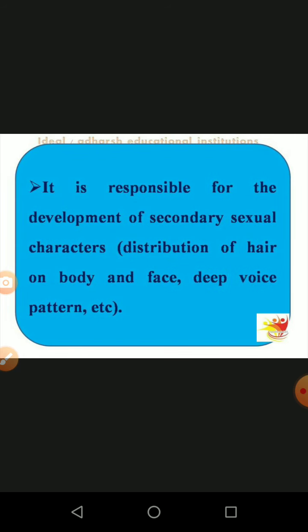The third point is that it is responsible for the secondary sexual characters. In early childhood we are in the form of children, and then there is the distribution of hair on the body and face, the external development like hair. Then the deep voice pattern: the voice change takes place on attaining adolescence, because of testosterone.